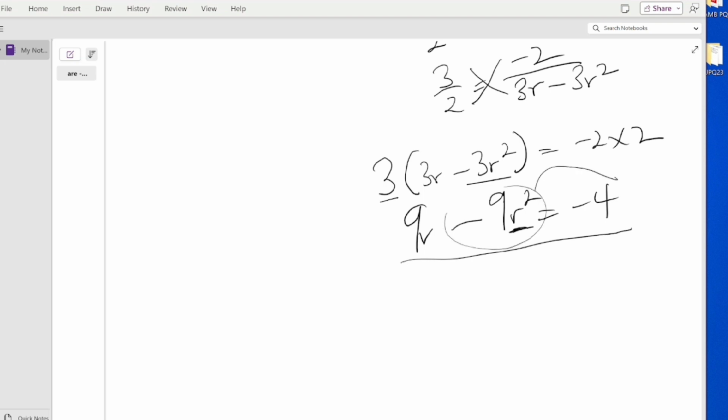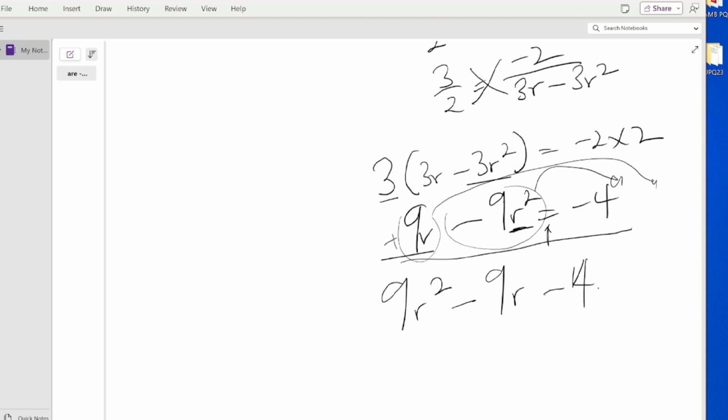Take this to the other side. Also the 9R, which has a plus, take it to the other side. So we have 9R squared minus 9R, because this crosses and turns into minus, then we still have our minus 4 equals 0. Next we'll multiply the 9 by this minus 4, we get minus 36. And we know how we normally work with our quadratic equation.